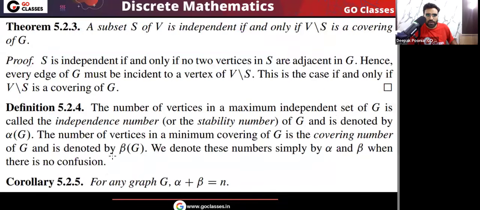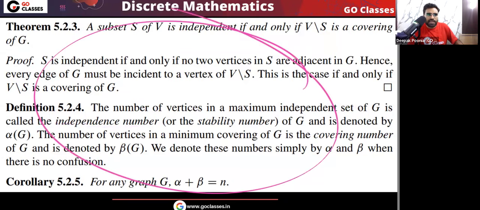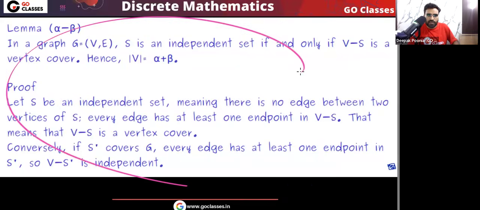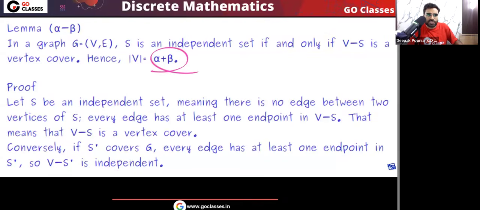All these concepts are written in these slides, and you can read them, everything we have already seen. The independence number is also called the stability number, because an independent set is also called a stable set. Basically everything written in these screenshots we have already seen. We have seen that alpha plus beta is equal to the number of vertices in the graph.